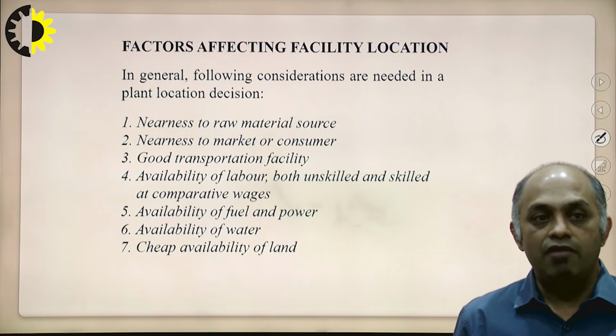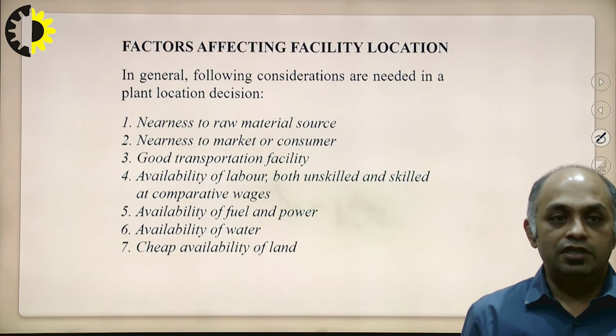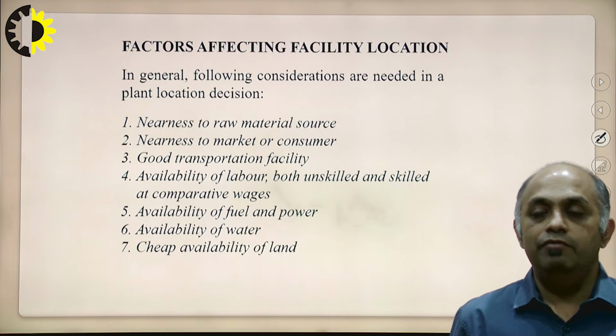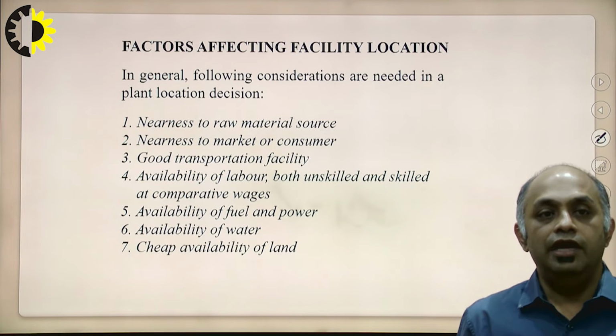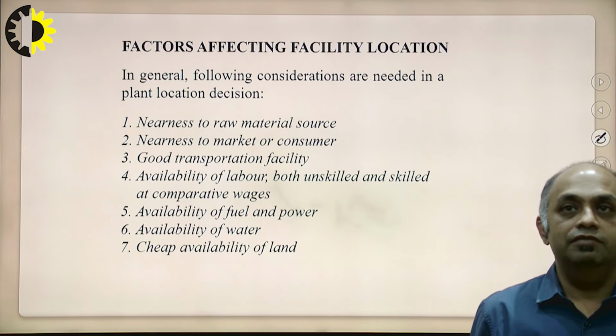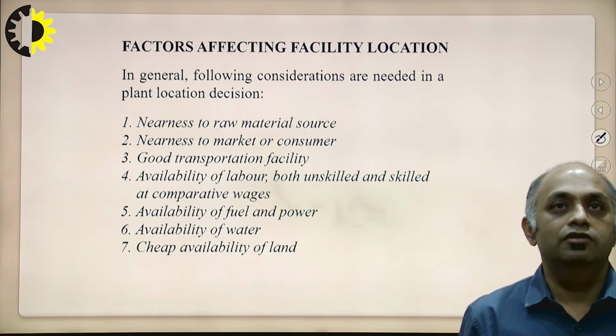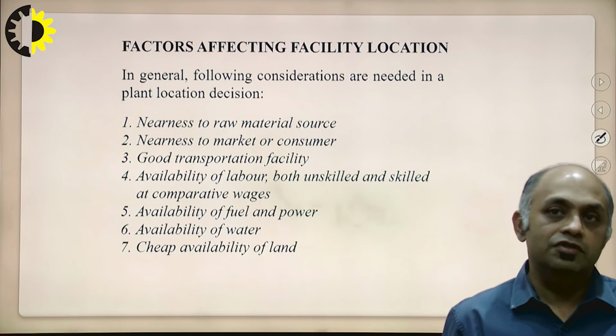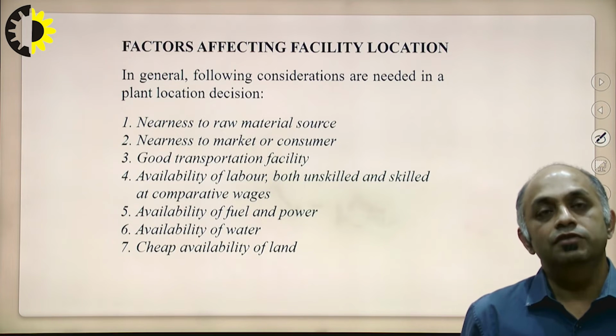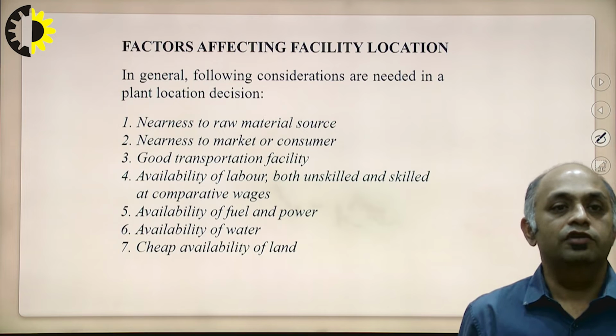Availability of fuel and power, availability of water, cheap availability of land. This is very important, because land cost is basically high. So if I am going for a big setup, the cost of the land should not be very high, right? These are all setups that the government is also using. There are some zones where you can start your own companies, and the cost is subsidized there, right?